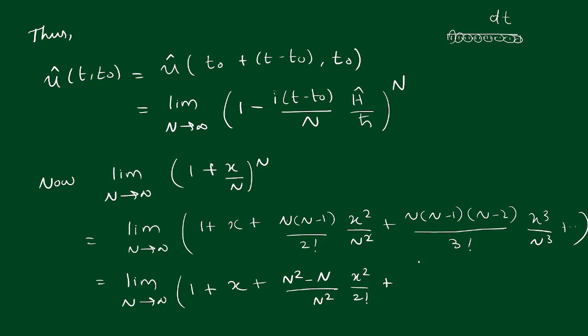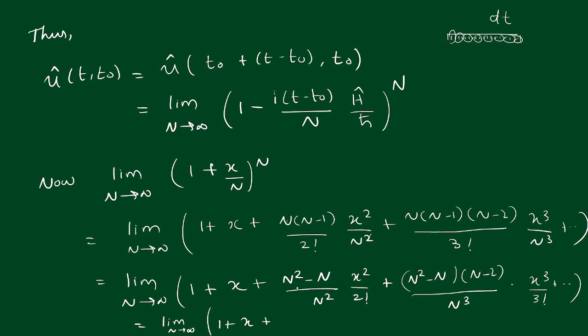plus, what does this become? This becomes, let's write it as n square minus n multiplied by n minus 2 divided by n cube, and then you have got x cube by 3 factorial, and it goes on like that, right? So this is again limit n tends to infinity 1 plus x plus, okay, if we take the first term, n square by n square is 1.